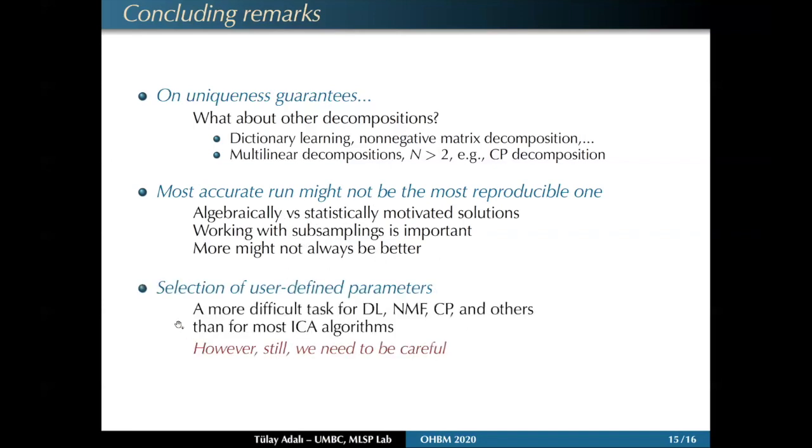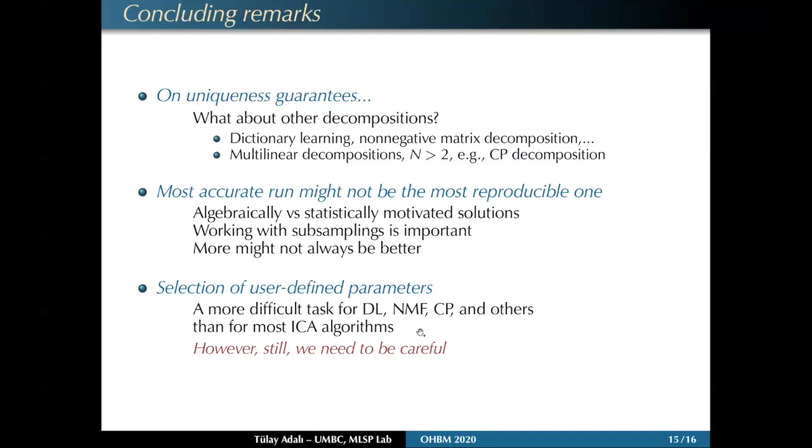Then, within deep nets, machine learning, there are those hyperparameters, user-defined parameters. So with ICA, apart from order selection, we don't have any of those, but still we noted that we need to be careful because initialization makes a difference. We would like to make sure that we are going to find a more repeatable run.